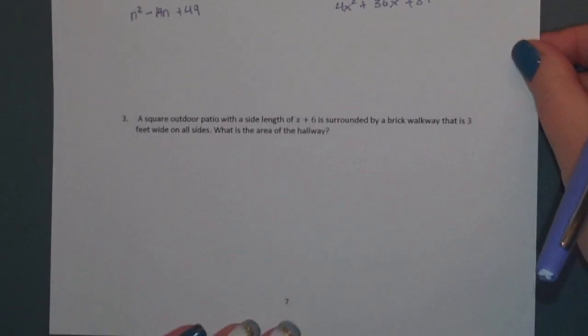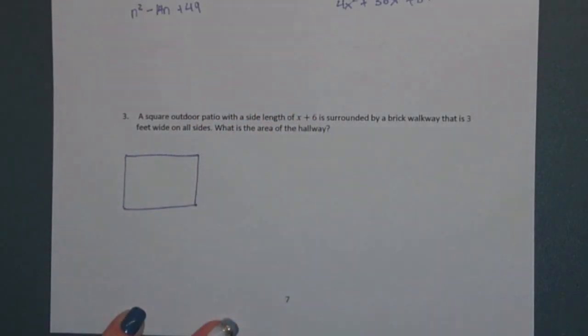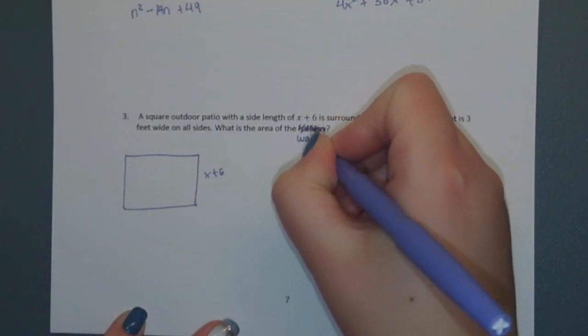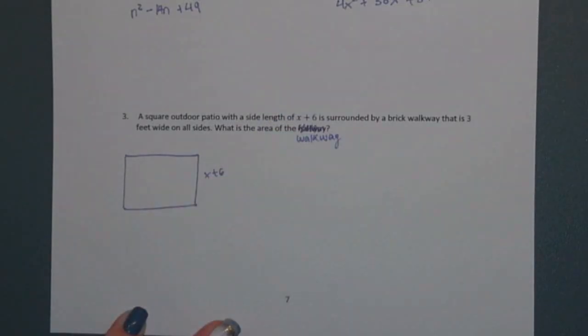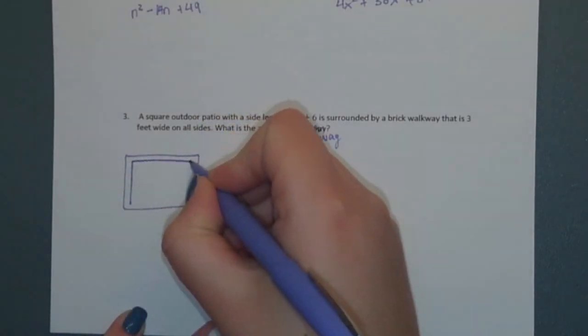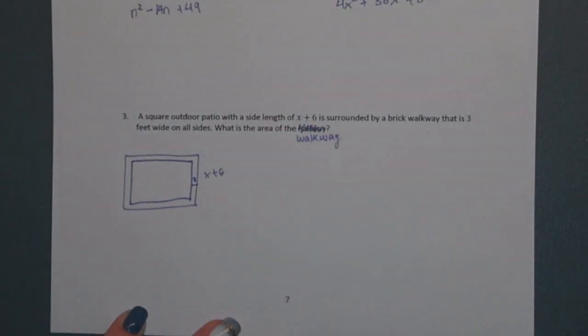Alright, number 3, we got a word problem. So we have a square outdoor patio, and that outdoor patio has side lengths x plus 6, and it is surrounded by a brick walkway that is 3 feet wide. What is the area of the walkway? Okay, so the square patio has outside side lengths of x plus 6. Around the outside perimeter of this, we have a 3-foot wide walkway. Okay, so this is our 3 feet, and it's 3 feet wide on all directions.